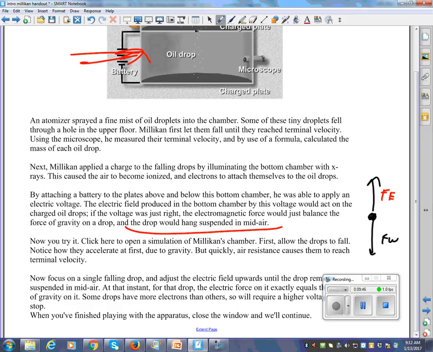And if he played his cards right, he could get those two forces balanced, equal. And if he knew the mass, and he knows gravity, then mass times gravity would give you the weight force, and that would be equal to the Fe. And I haven't told you this yet, but the electric force is QE, where E is the electric field strength, and that's how he figured out the value of Q, which is the charge on the oil droplet.